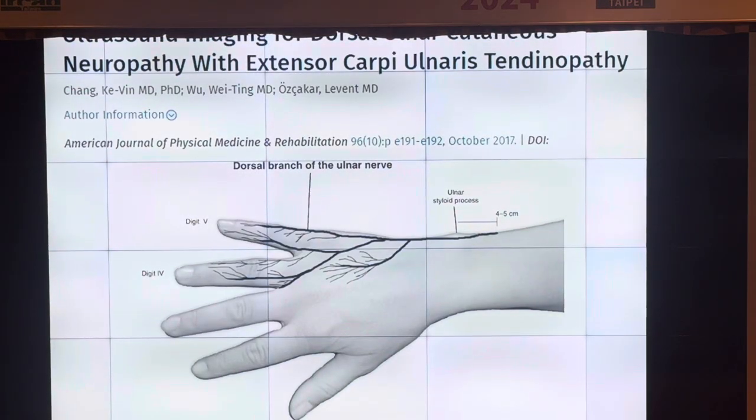So we know besides the tendon, there are also several nerves. The nerves can cause some problems. For example, at the radial side, the nerve related to the first compartment is the superficial radial nerve. But regarding the other side, the nerve related to the extensor carpi ulnaris is the dorsal ulnar cutaneous nerve.